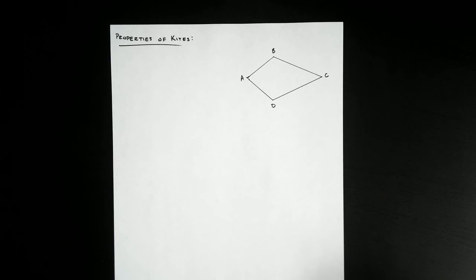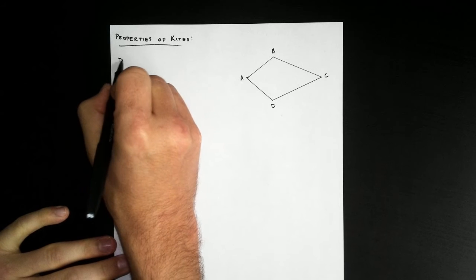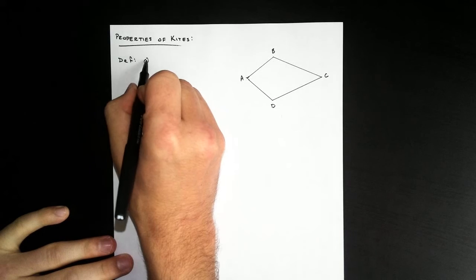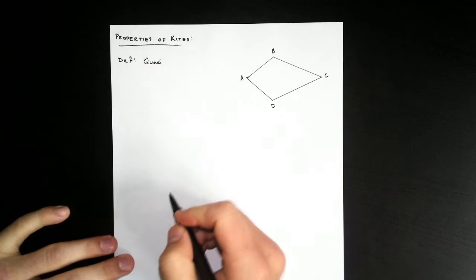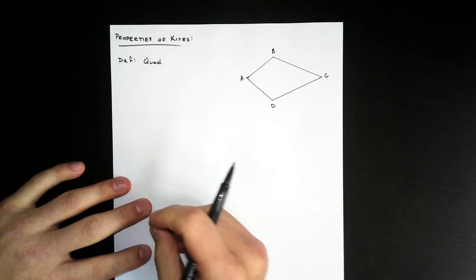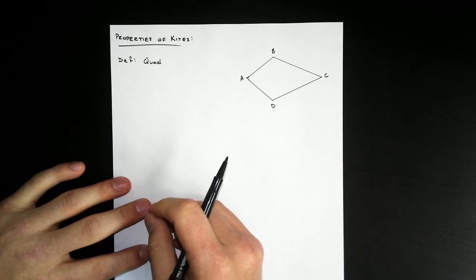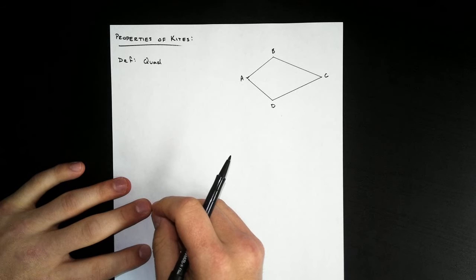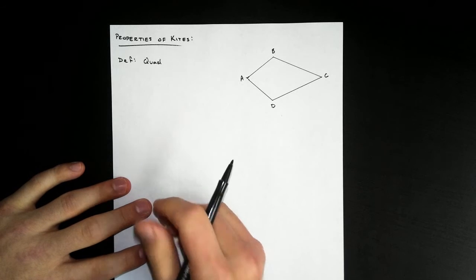Hello everyone. I would like to discuss the properties of kites, including the definition, and then after taking a look at that, just want to do one quick example of using one of these properties. So a kite is a quadrilateral, and let's start with the definition. It's a quadrilateral that has two pairs of what we say are consecutive congruent sides.